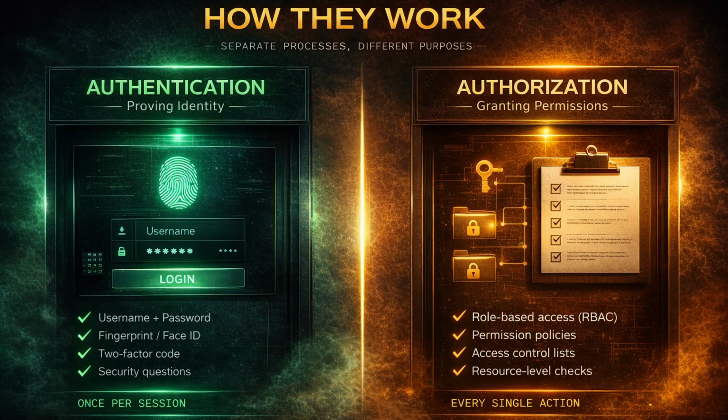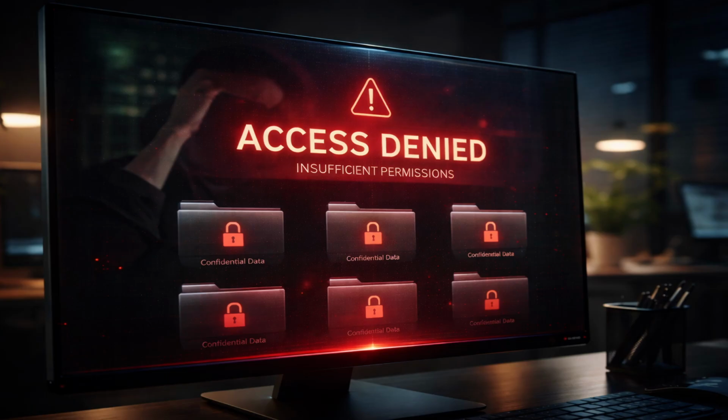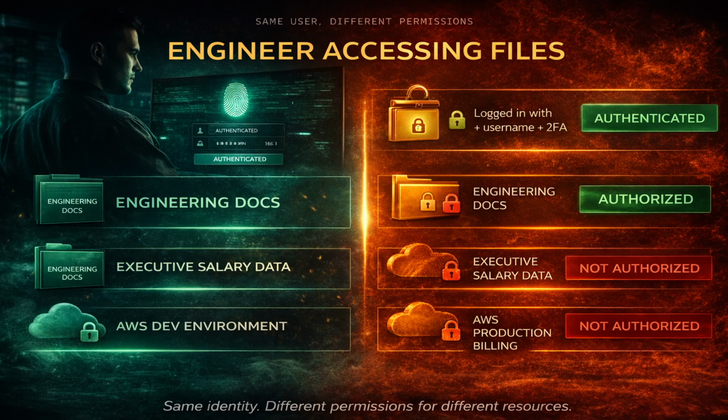But then you try to open executive salary data. Same user, same authentication session, different file. The system asks again, is this user authorized to access this file? Your role is engineer. The file requires an HR or executive role. Not authorized. Access denied. Your identity didn't change. You're still you, still authenticated, but your permissions are different for different resources.